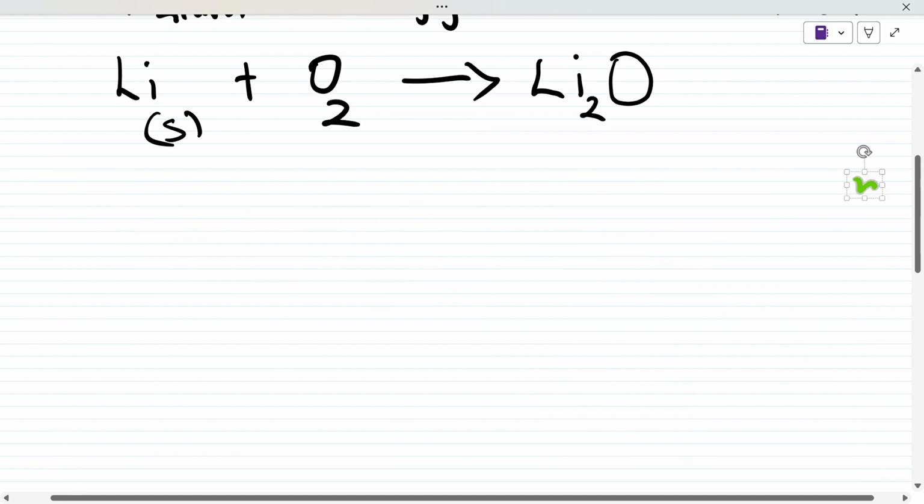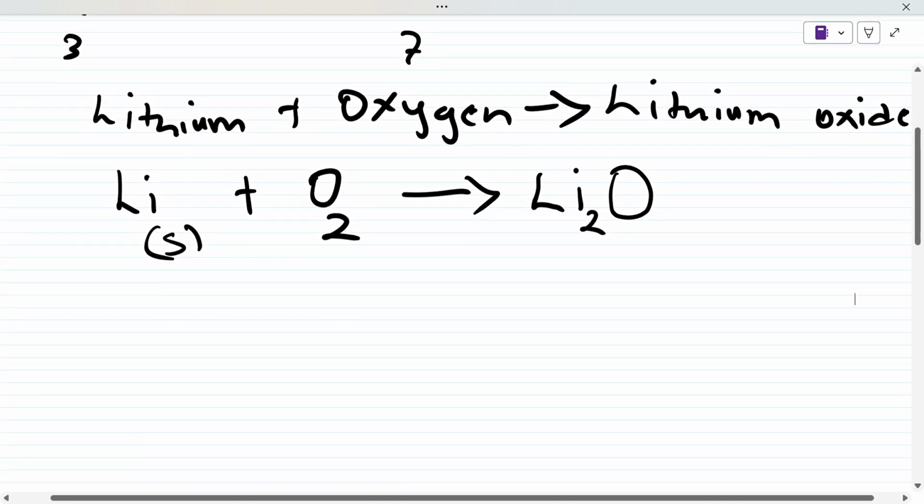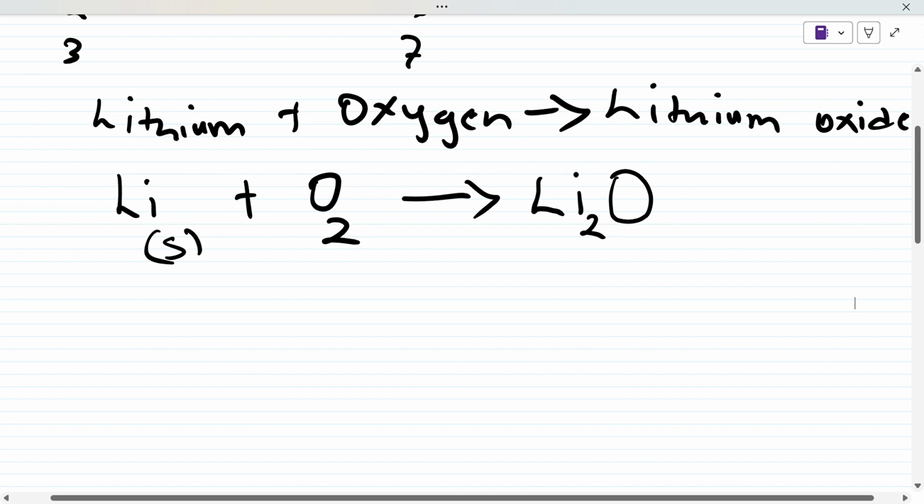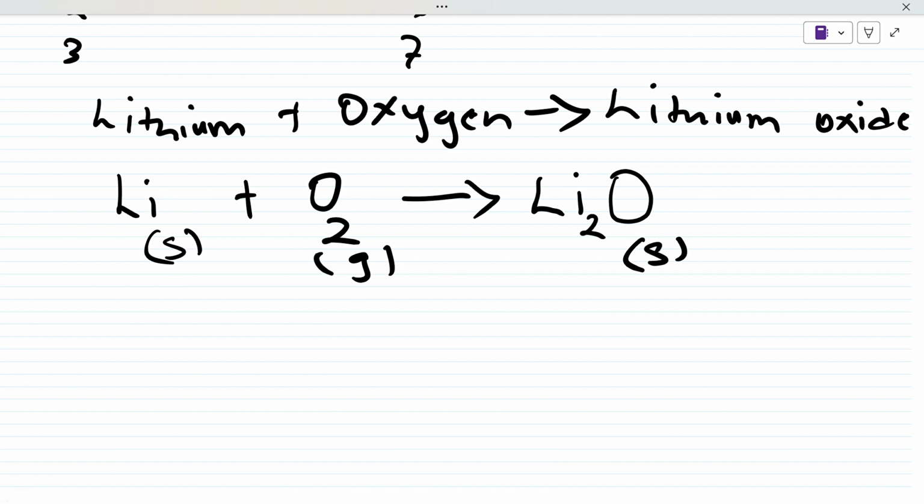And now we've understood. This is my chemical equation and the product. I have my gas, and since when metals react with non-metals, most of the time we form solids, they are still solid. And these are just state symbols. Now, I've written it. Now I need to balance it.